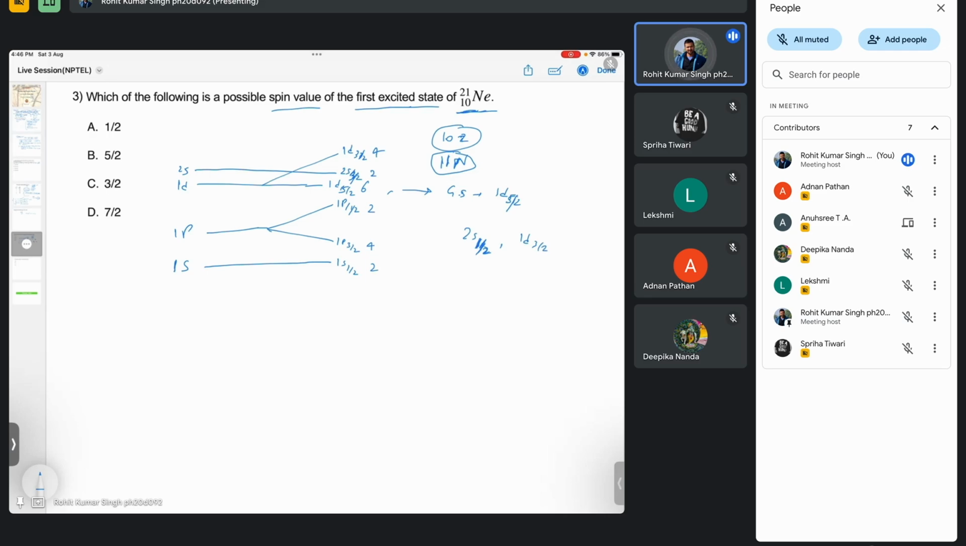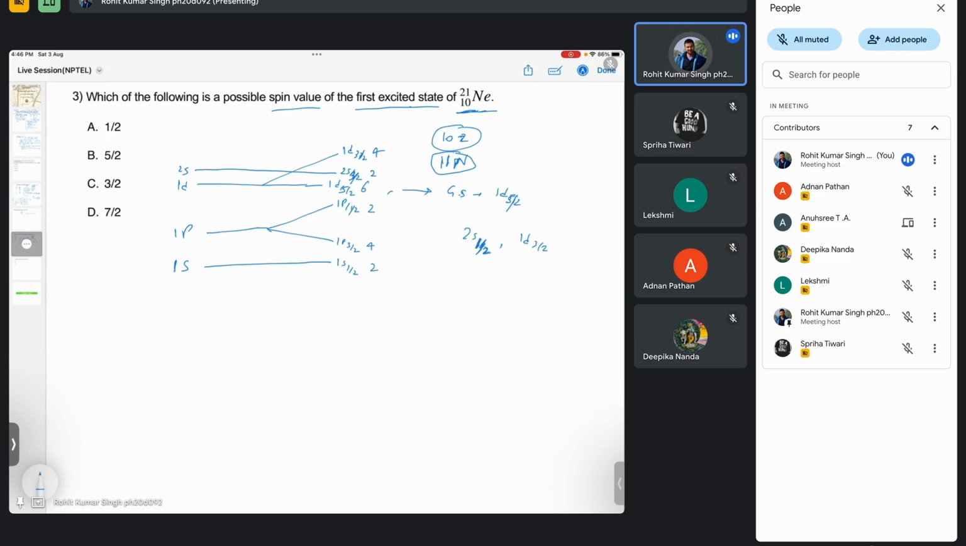Yeah, that is also a possibility. Because, like, we need the energy separation between 1d 5 by 2, 1p half, and 2s half, and 1d 5 by 2. Whichever is greater, that will not be taken. Yeah, I mean that is the concept.